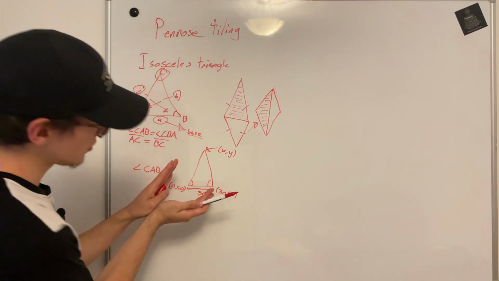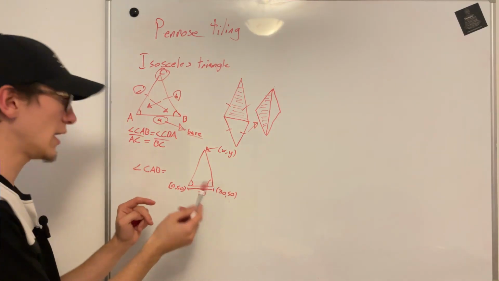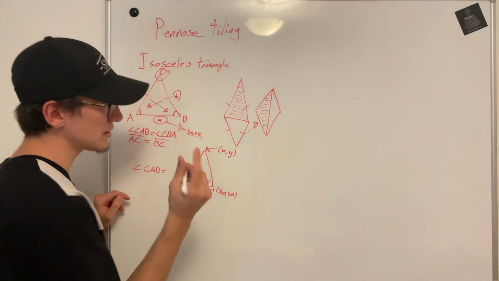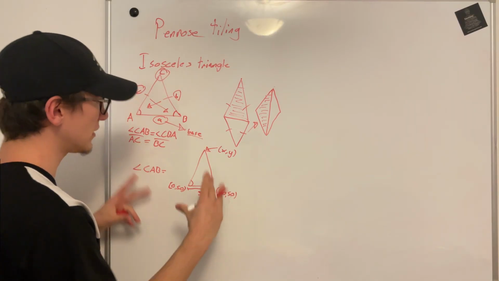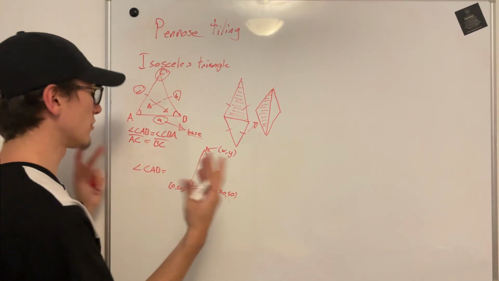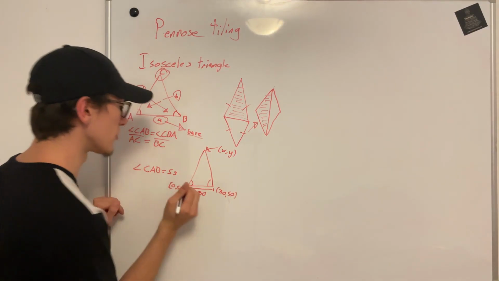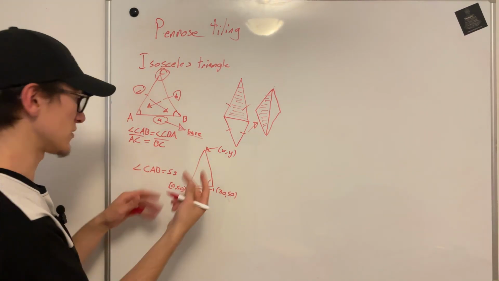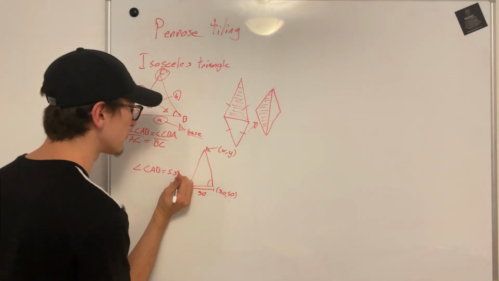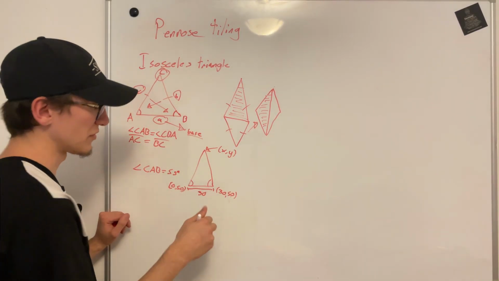Maybe 60 degrees, I don't know, maybe, let's say a little bit less than 60, because 60 degrees would mean it's an equilateral triangle, right? So let's say 55 degrees. I don't know if that's actually the case based on the drawing I've done, but let's say it's 55 degrees. So this one is also 55 degrees.